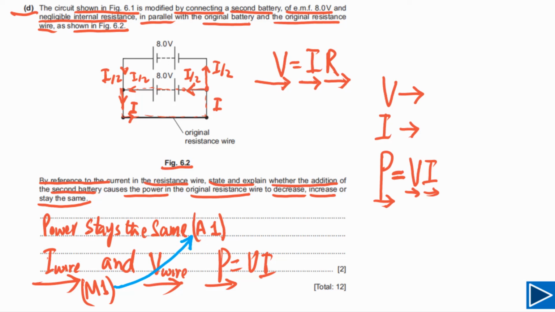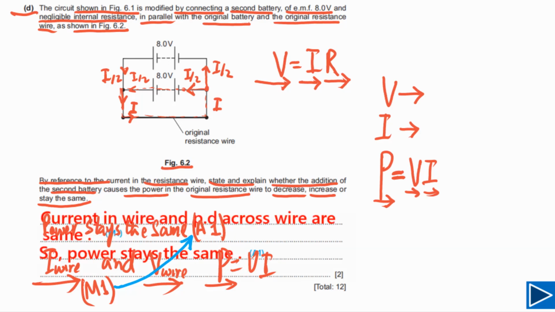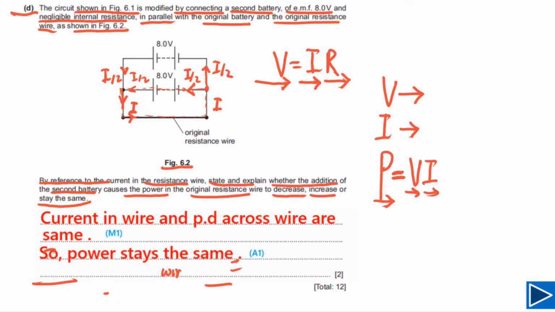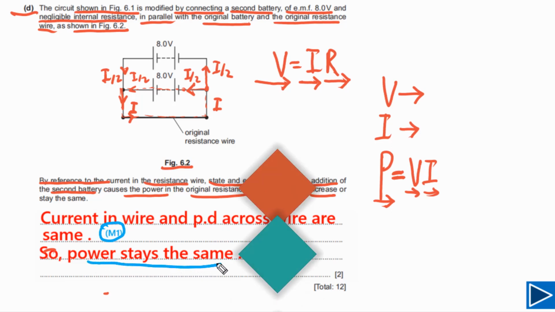Now let me show you the answer, how you can write it down in a proper way. So let me clean. This is how you can write down your answer. As you can see, this question has 2 marks. The first mark is the M mark. So if you have mentioned current is the same, potential difference across wire is the same, so power stays the same.